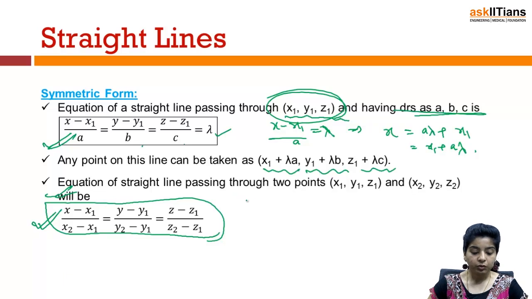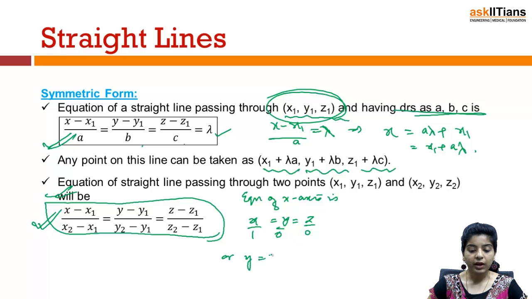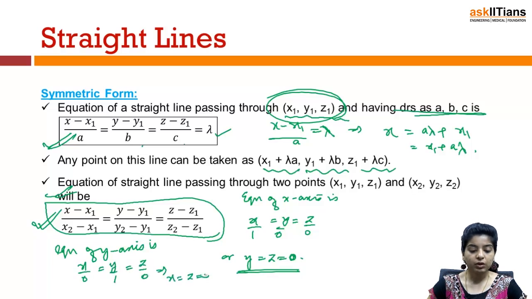Okay, one more thing that you can note here is that the equation of the x-axis is x/1 = y/0 = z/0, or we get y = z = 0. In fact, you must be knowing this, we have already discussed it. Similarly, the equation of the y-axis would be of the form x/0 = y/1 = z/0. So this means x = z = 0. And similarly, you can find it for the z-axis also.